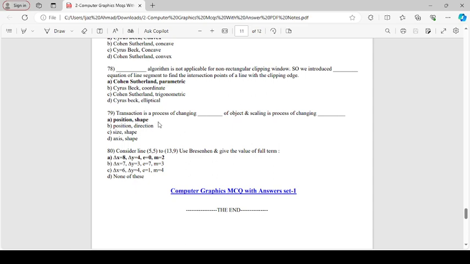Translation is a process of changing the position of an object, and scaling is a process of changing its size. Consider the line from 5 to 45, use Bresenham and give the value of the decision parameter.